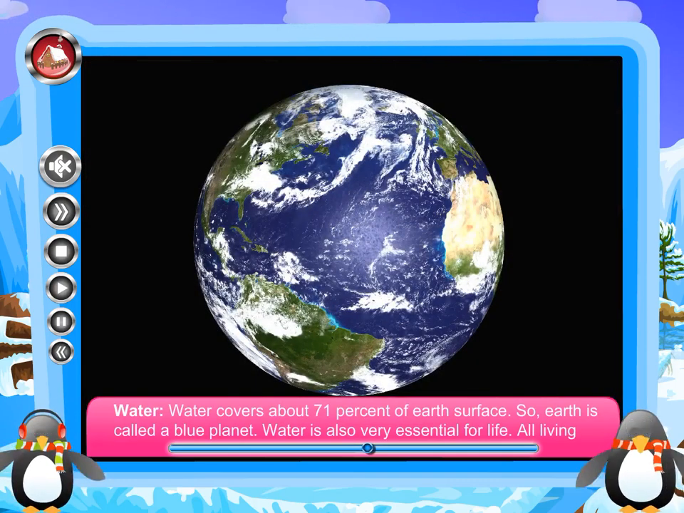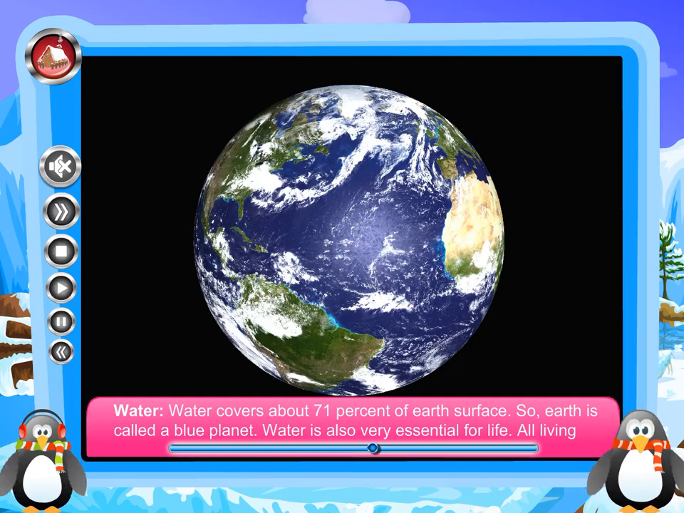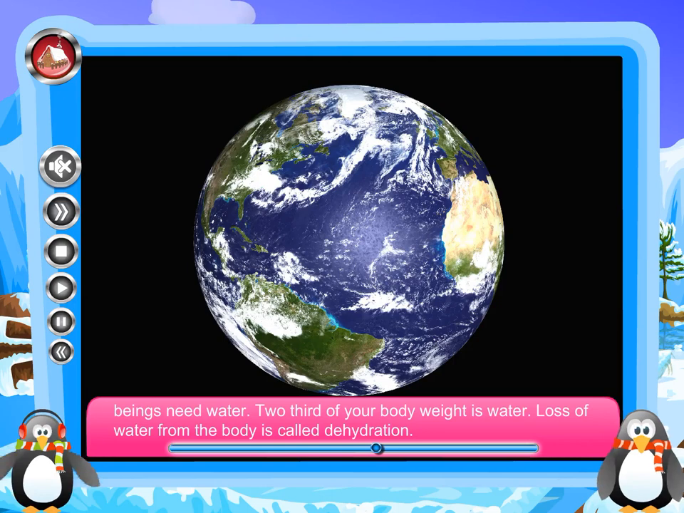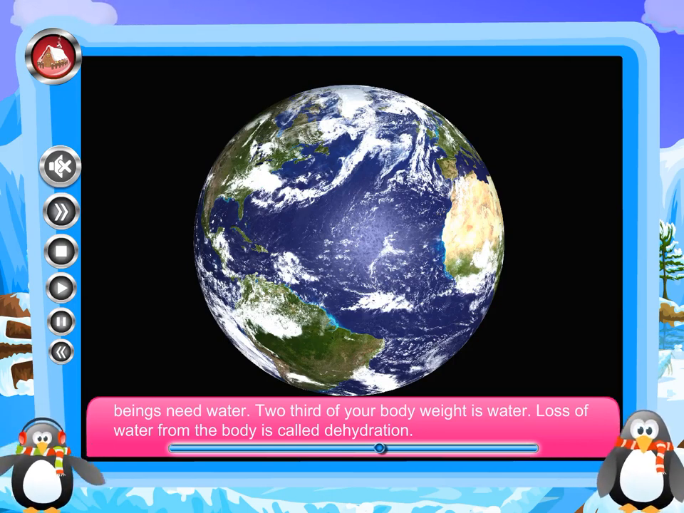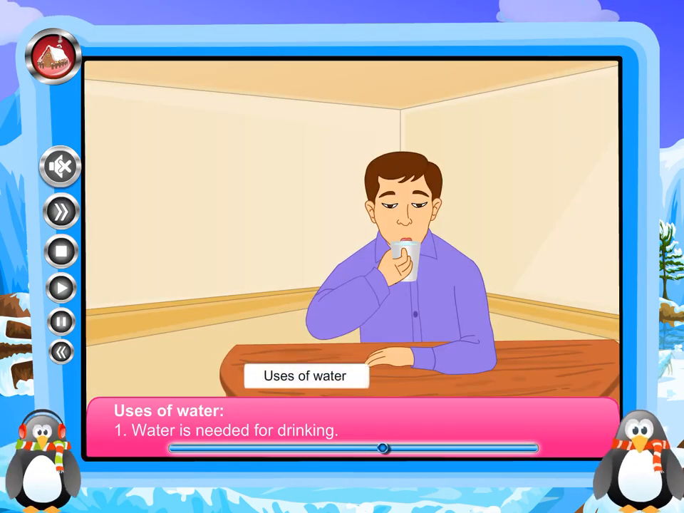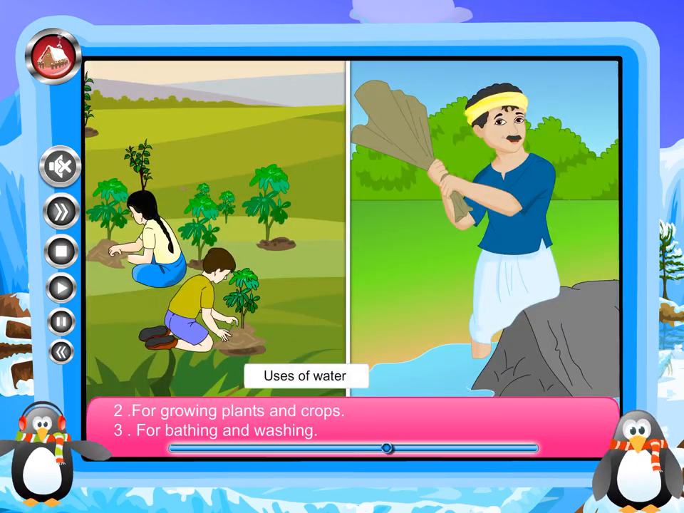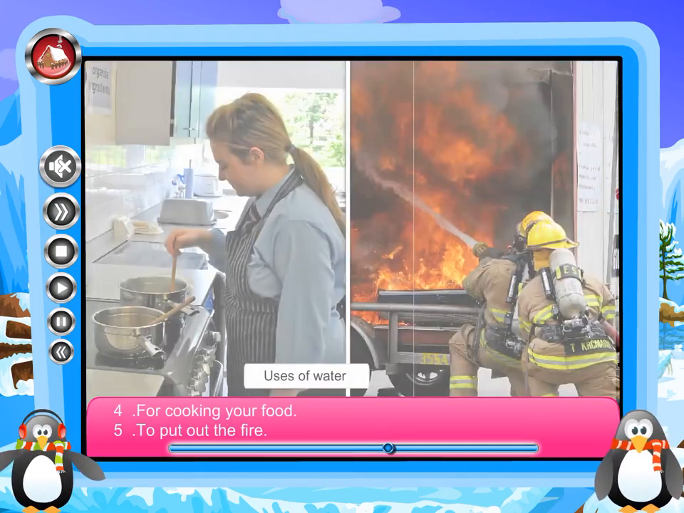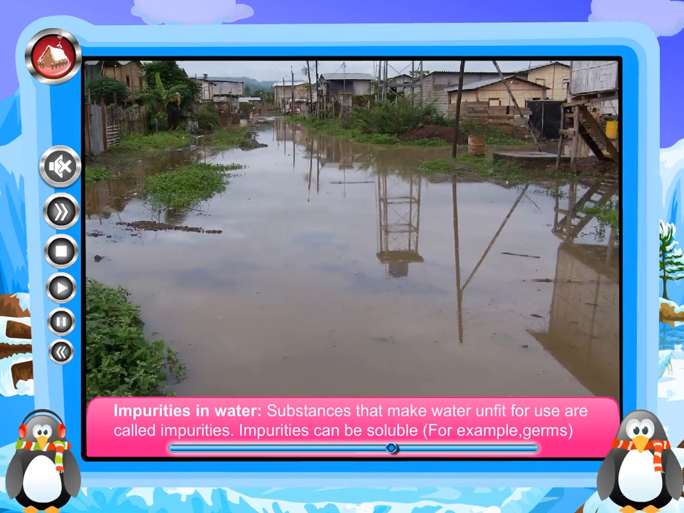Water. Water covers about 71% of Earth's surface, so Earth is called a blue planet. Water is also very essential for life. All living beings need water. 2/3 of your body weight is water. Loss of water from the body is called dehydration. Uses of water. Water is needed for drinking, for growing plants and crops, for bathing and washing, for cooking your food, to put out fire.